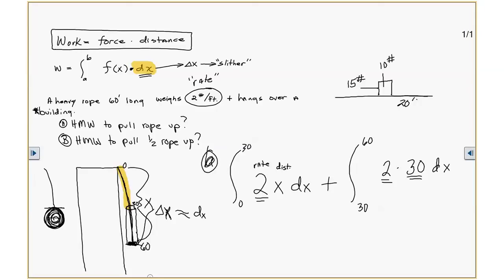A lot of you would say, with the old algebra thinking, oh, I'm going to pull up half, so half would be 1,800 foot-pounds. That's your algebra way of thinking. Right? It's not that simple. Remember me telling you a long time ago, Calc 1 students? You remember this?